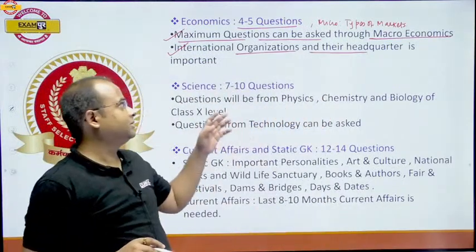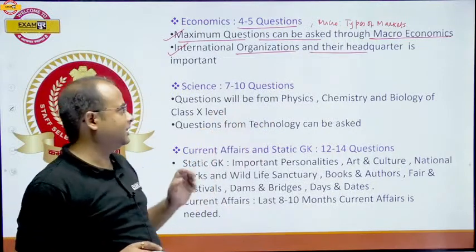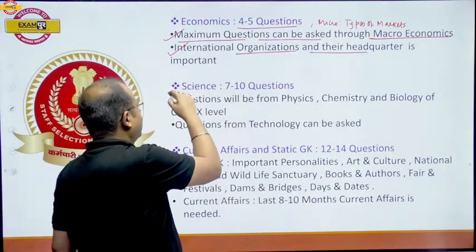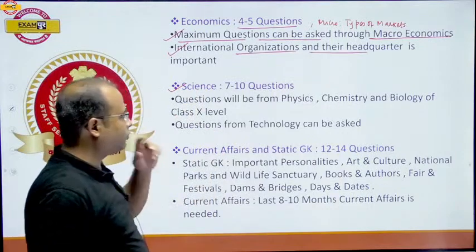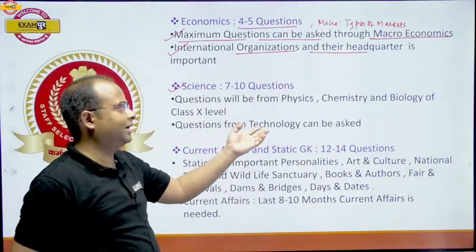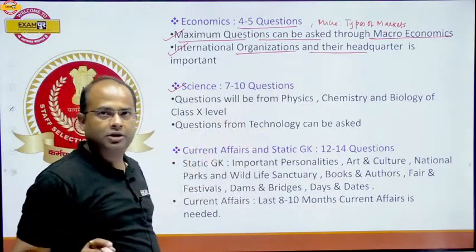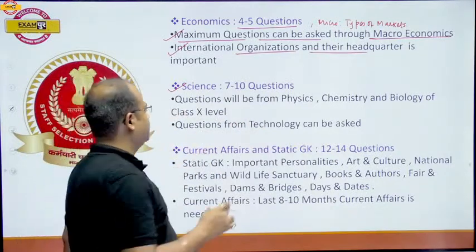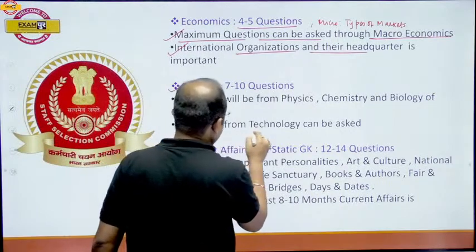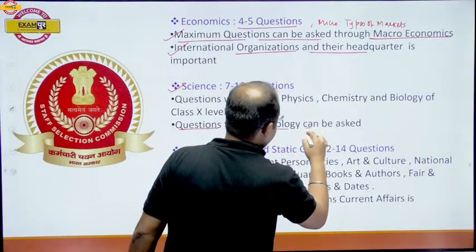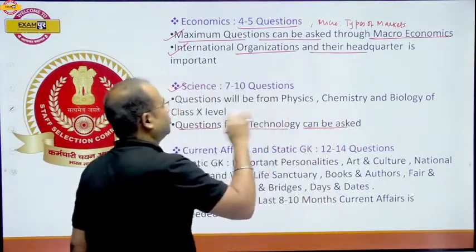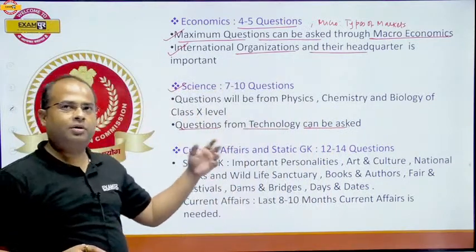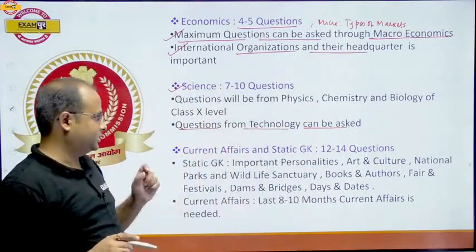Now come to the science. What do they ask in science? In general science, the questions will be around 7 to 10, and they will be from physics, chemistry and biology of class 10. They will not be asking you more than class 10. Other than this, they have started asking questions from technology also, so questions from technology can also be asked.